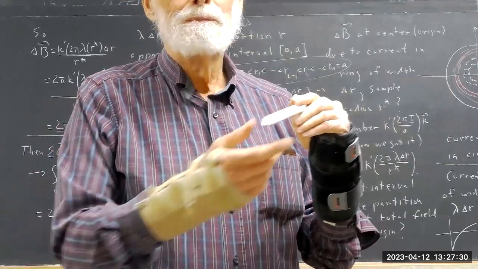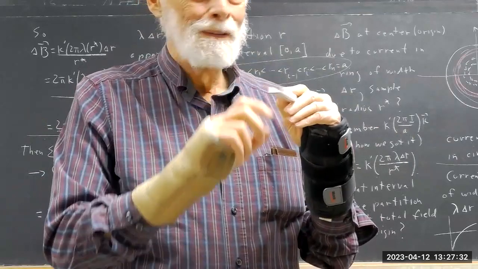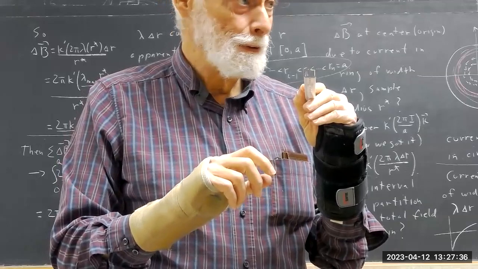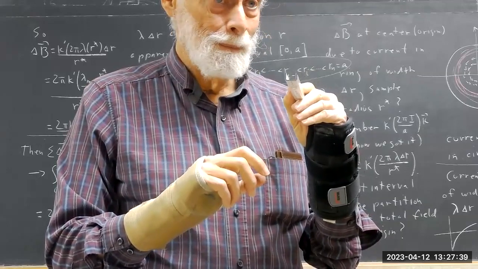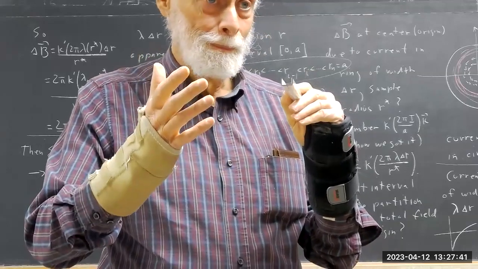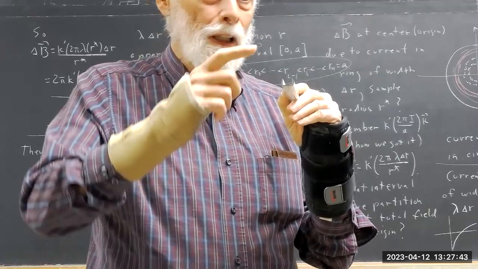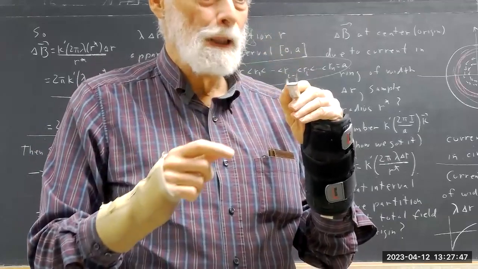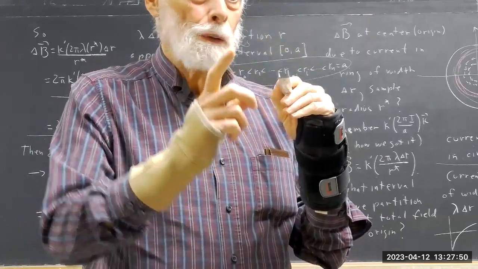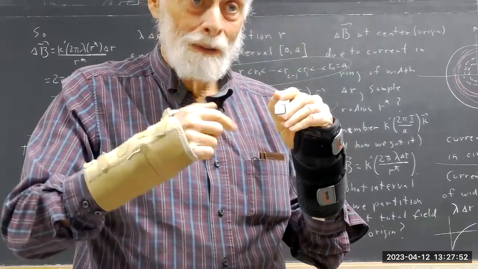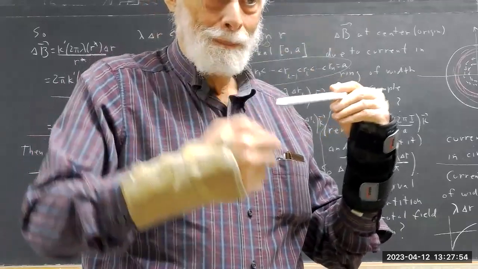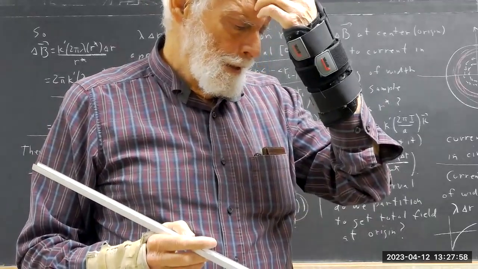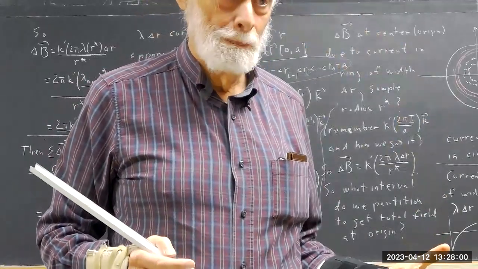If you have a real conductor that isn't circularly symmetric, then you don't have a constant magnetic field magnitude, and it's not necessarily always parallel to the circular path. One thing doesn't make any difference.